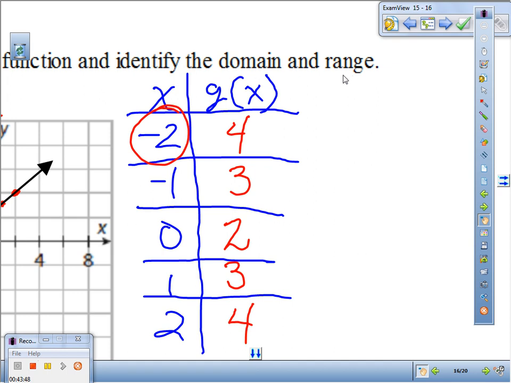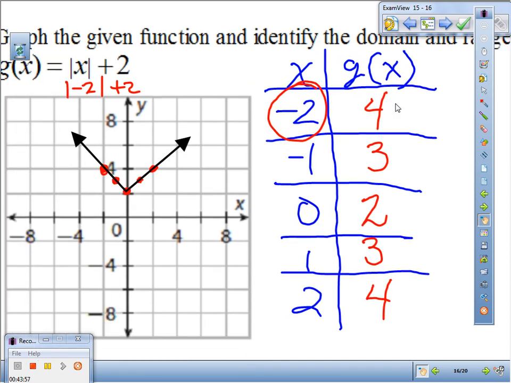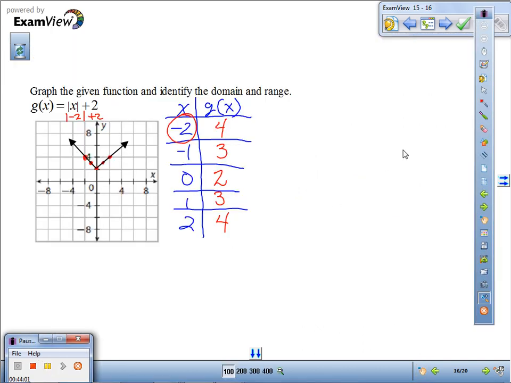But what are they asking us to do now? Identify the domain and range. I'll have you do that. I'll give you some time, 45 seconds. By now you should know how to identify domain and range. Ready? Go. All right, here we go.